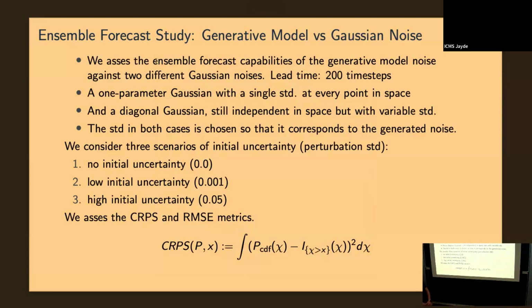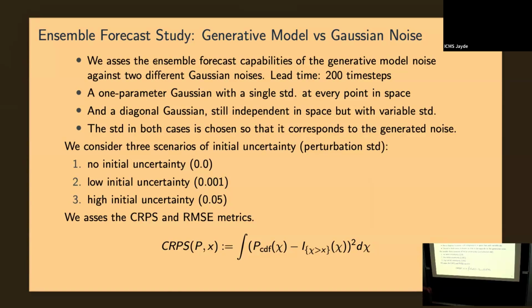And we've now used 3 different noises. So one is the generative model. And then we have a Gaussian noise, which is Gaussian and with the same distribution at each point in space, right? So it has only diagonal covariance with one parameter on the diagonal, and that's it. And then we have one which may vary on the diagonal, but it's still a diagonal Gaussian, right? And all of these standard deviations are adapted so that the standard deviation of the generated noise corresponds to the standard deviation of the Gaussians that we are comparing it against.